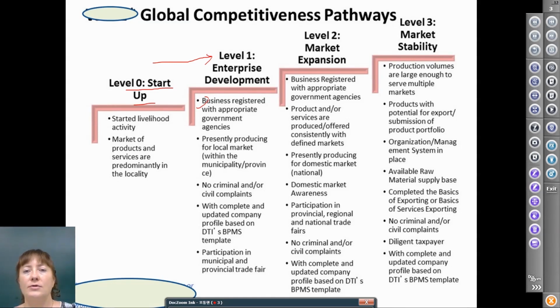If we have enough resources and a good opportunity to extend our market strategy, we go to level number 2, and the title of this level is market expansion.